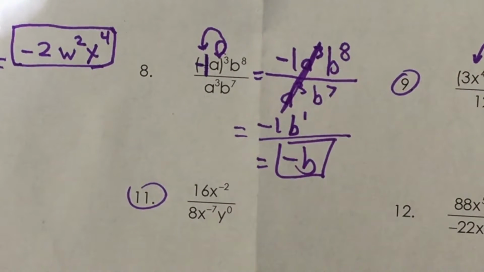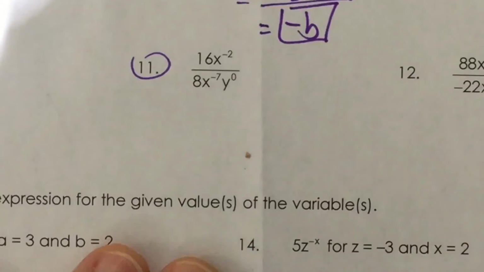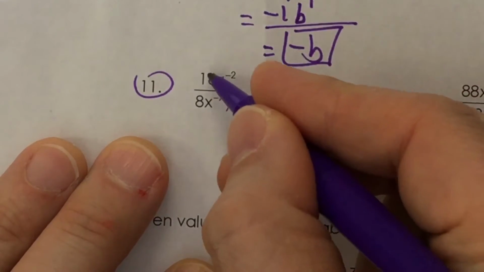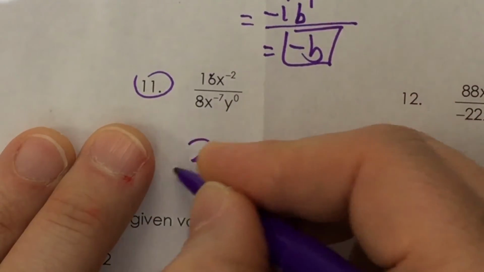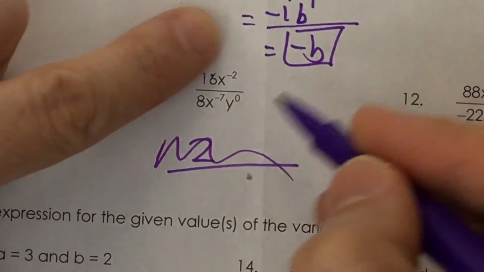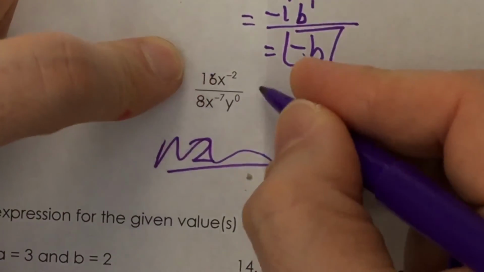Okay, you know what? I did number 8, and now I didn't even have to. That was an even. That was a bonus question, I guess. Sorry about that. Let's do number 11. 16 divided by 8 is 2. Oh, you know what? Before I jump into that, I need to get rid of these negative exponents. I'm going to rewrite the problem.